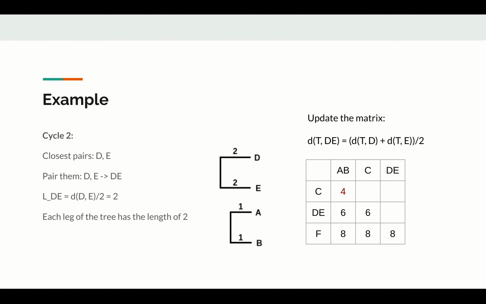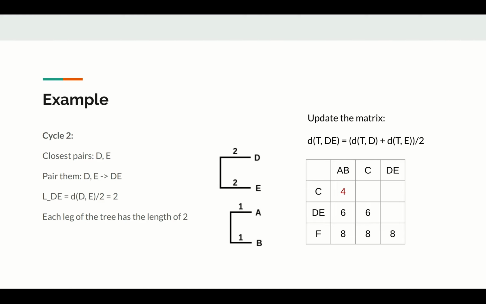Here we pair E to D, in the exact same way we did for the previous step, and the length of the legs here will be 2, because the distance of E and D is 4. Again, we update the table in the same way using this arithmetic mean, and we see that we have two different parts of the tree, because it's not a complete tree now. We're going to continue until we form a complete tree.